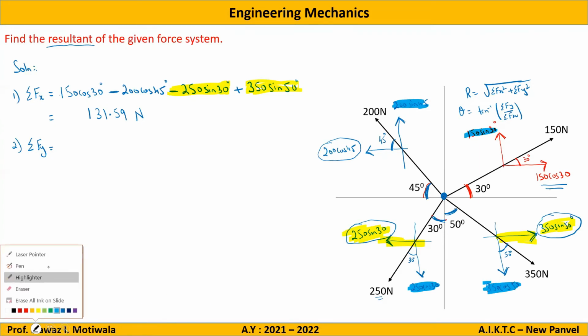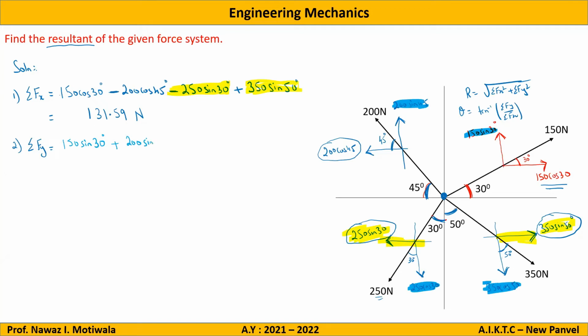So now we will start writing. What should I write first? 150 sin 30. Correct. And because it is going upward, it has been taken as positive. What is the second? 200 sin 45. Again it is going upward, so it will be taken as positive. So plus 200 sin 45.